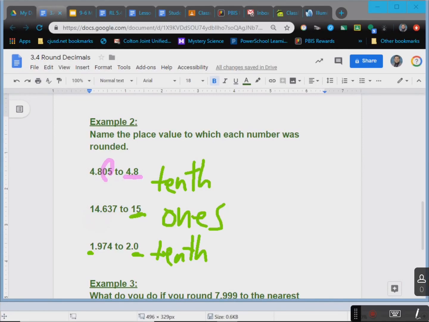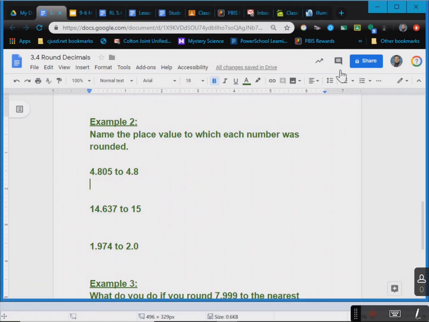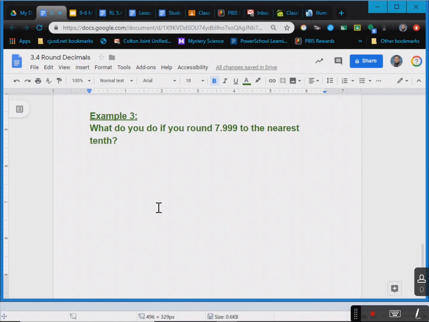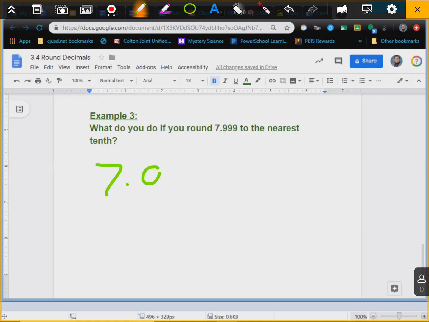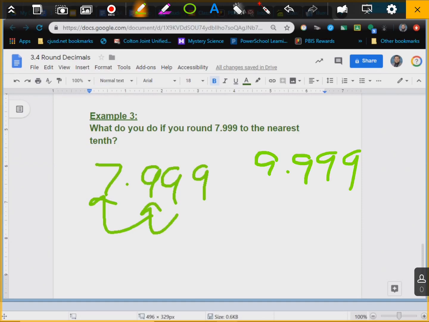Okay, and this is the final example. It's something that I think is important and that I wanted to go over. It says, what do you do if you round 7.999 to the nearest tenth? What are you going to do? Well, when you have 7.999 rounded to the nearest tenth, it's telling the 9 to move up. Well, the 9 can't move up. So you got to go to the next one, which is the ones, and tell that to move up. And if it was 9.999 and it tells this to move up and it can't, well, then it goes to 10.0. So 7.999 rounded to the nearest tenth here is 8.0.